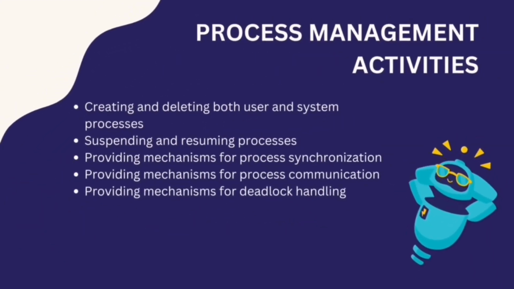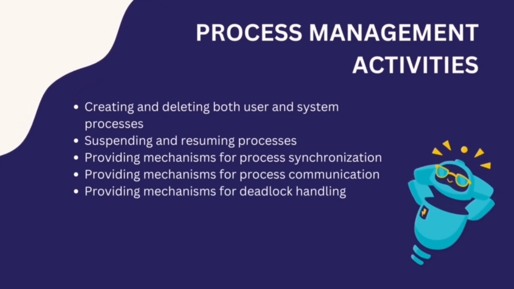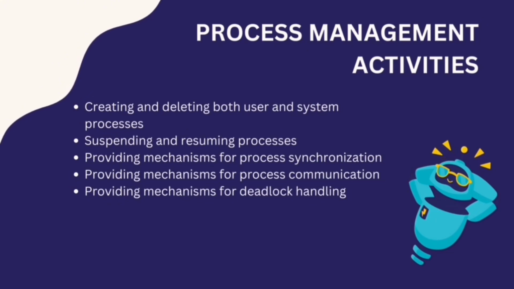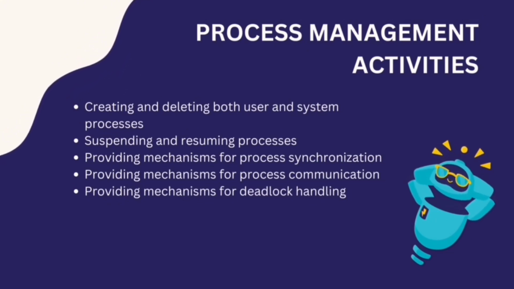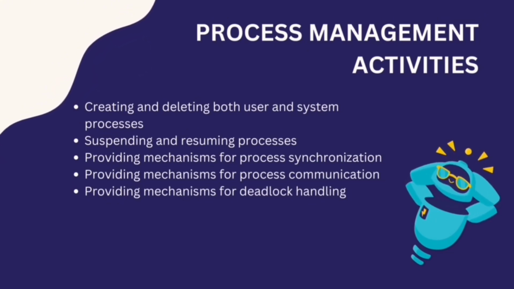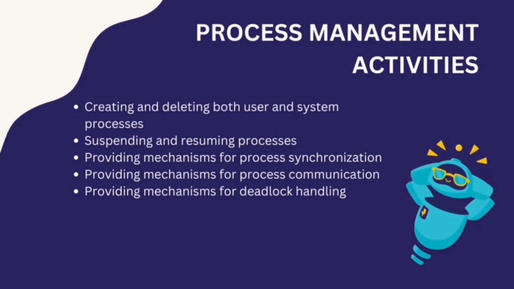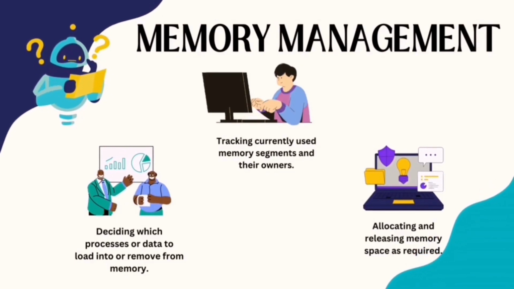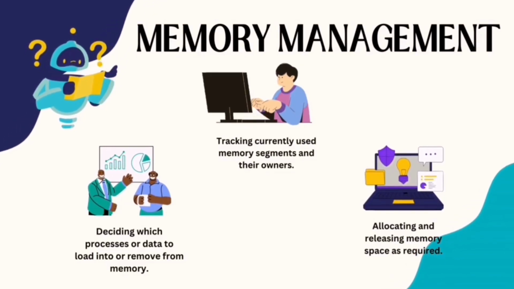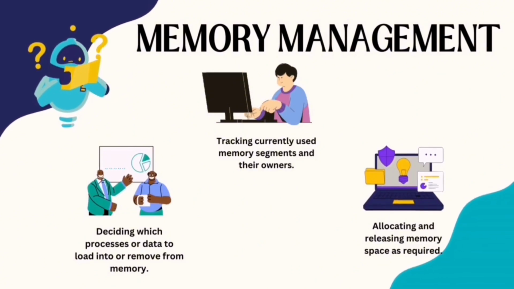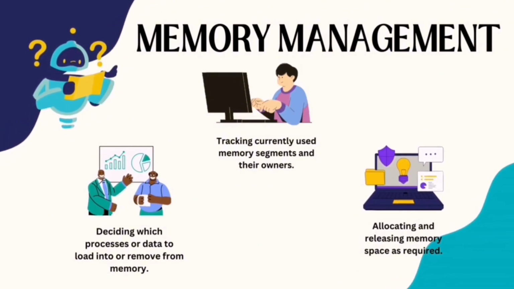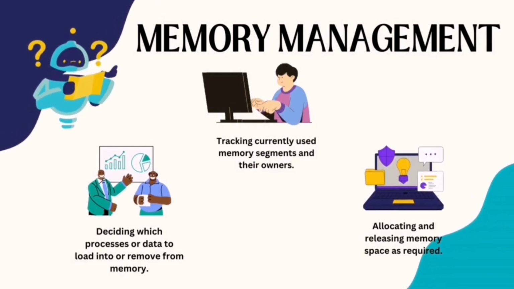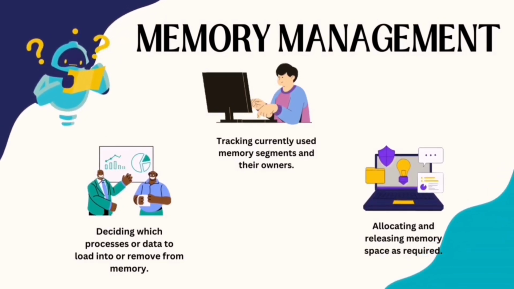The process management activities are creating and deleting both user and system processes, suspending and resuming processes, and providing mechanisms for process synchronization, process communication, and deadlock handling. Memory management. The key memory management tasks are tracking currently used memory segments and their owners, deciding which processes or data to load into or remove from memory, and allocating and releasing memory space as required.